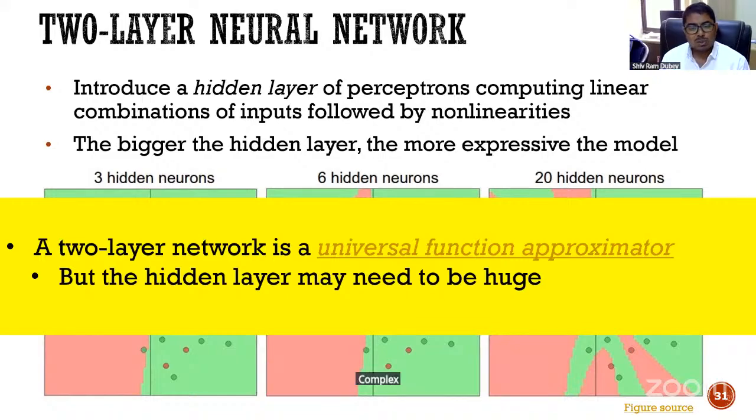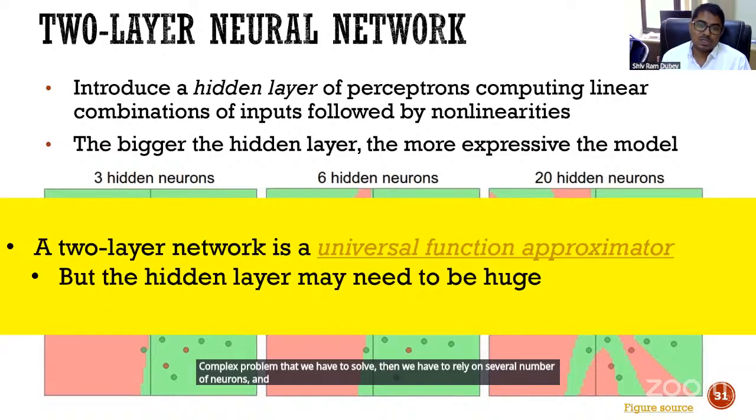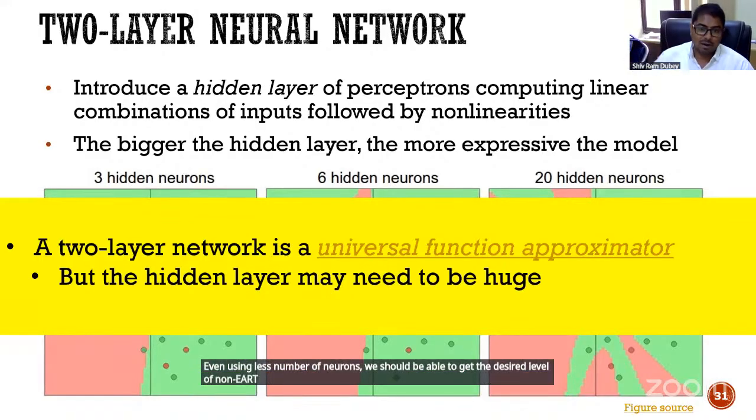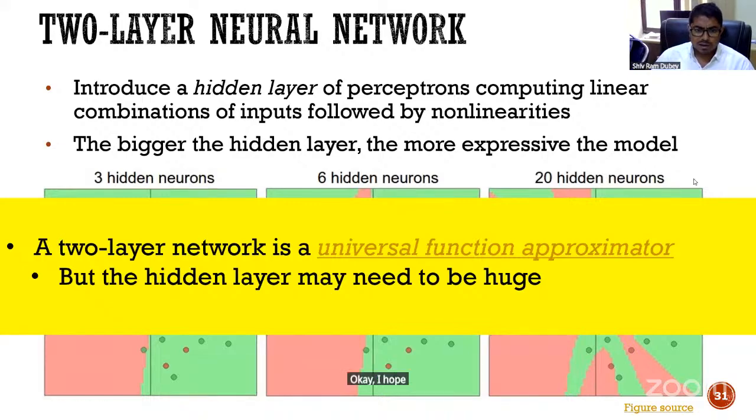If we have to solve a complex problem, then we have to rely on a huge number of neurons, and it will become computationally expensive, and we cannot do that. That is the problem. That's why we have the hierarchical structure. We have 10 layers, 20 layers, 30 layers, such that the nonlinear function is applied multiple times, such that overall, even using fewer neurons, we should be able to get the desired level of non-linearity introduced into this entire transformation. Okay, I hope that you got some clarity.